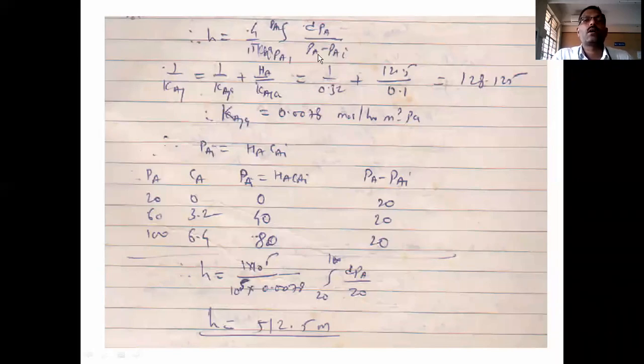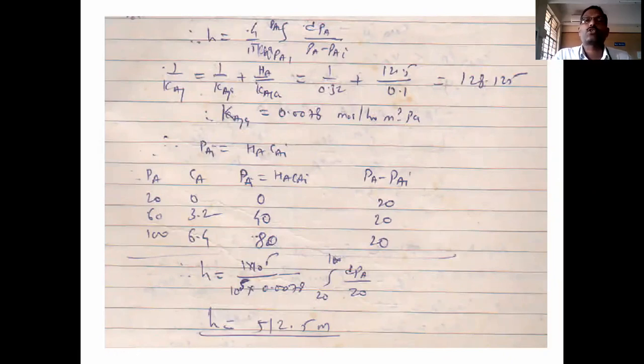PA minus PAR, PI, we are not able to calculate the PAR. Okay, so we calculate the PA star here. PA star means what? This is also the partial pressure of A at the interface, but it is in equilibrium with the CA. This PA is in equilibrium with the CA, correct? It means that PA is equal to HA into CA.